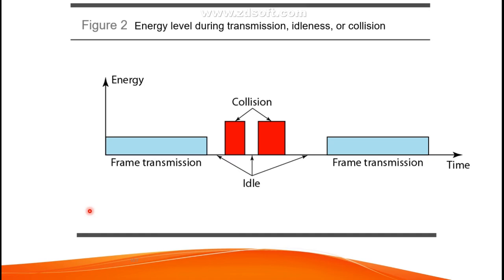And the throughput of CSMA/CD is always greater than that of what? Pure or slotted ALOHA.